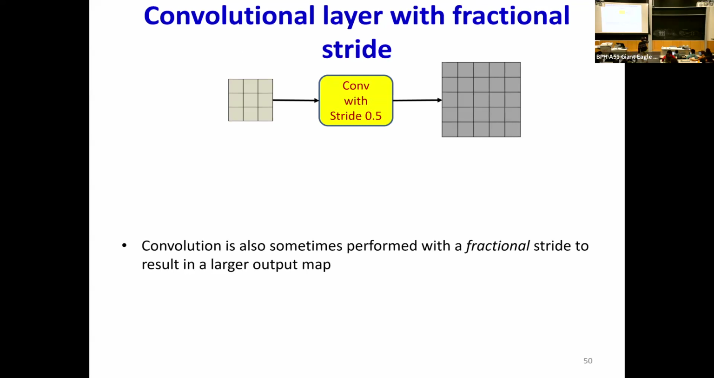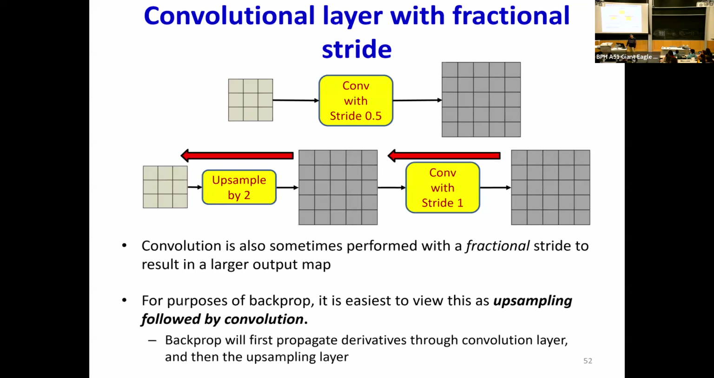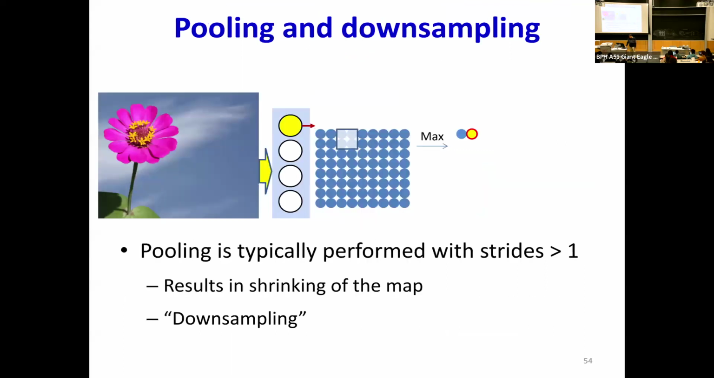If you try to derive the convolution rules directly for this fractional stride convolution, you're going to find them to be rather painful. But then if you sort of recast them as upsampling followed by convolution with a stride of 1, we know exactly how to perform back propagation through upsampling. It's trivial, right? And so we can redo it this way. You can back propagate through a convolution with a stride of 1, and then back propagate through the upsampling layer. And this simplifies matters. Questions? No, okay.